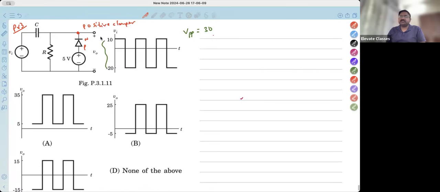Now, what do we mean by positive clamper? It is going to shift the waveform up. It has to shift the waveform up, right? It will clamp it up, not down. So now if you look carefully, which of the following options is possible? Positive as in, where should it go? This is 10, right? It should go above 10. So 15 is above 10, 25 is above 10, 35 is above 10. So again, all three options are possible. Nothing is eliminated so far.